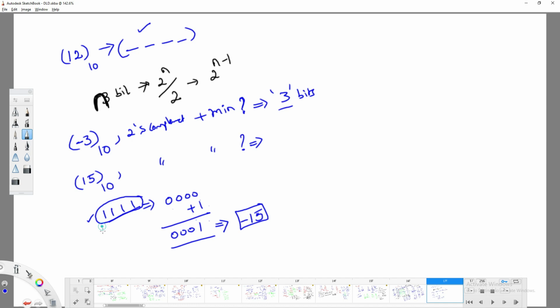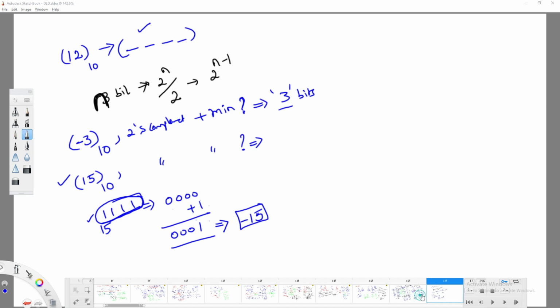See, this is 15. 15 in 2's complement is equivalent to minus 15 if I find it out. But the question is, in order to represent the number 15 in 2's complement, how many bits are required? See, if I am going to have a 4-bit space, I am able to represent minus 15. If it is going to support minus 15, can it support plus 15?